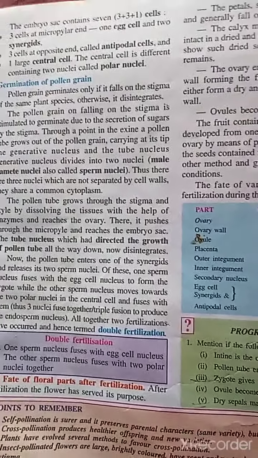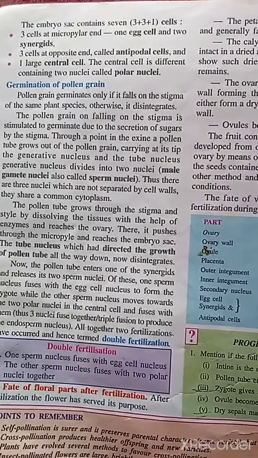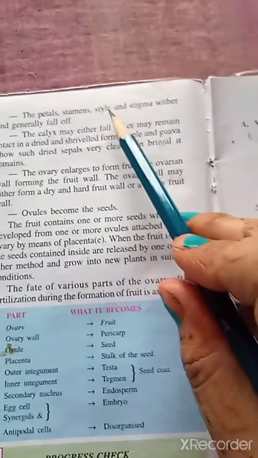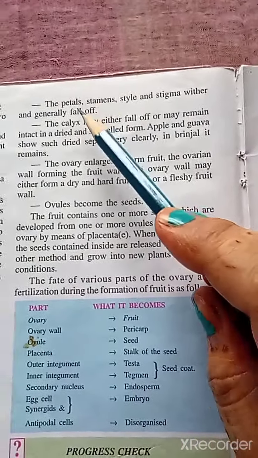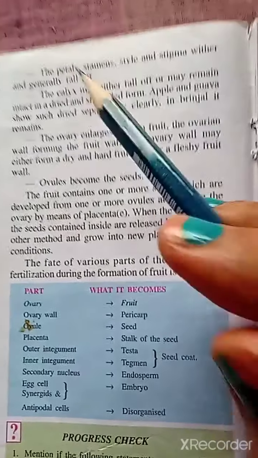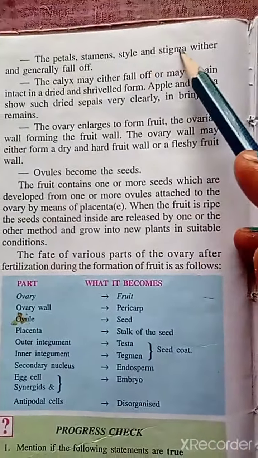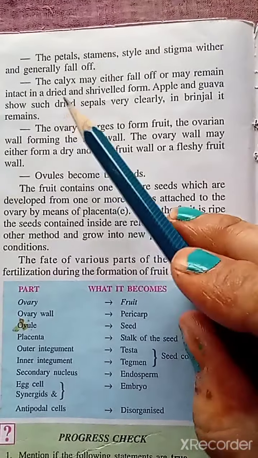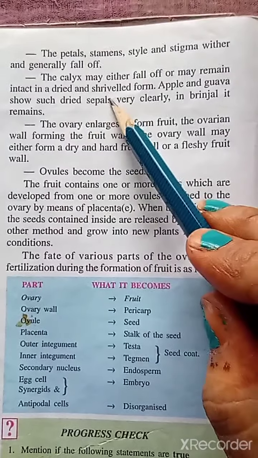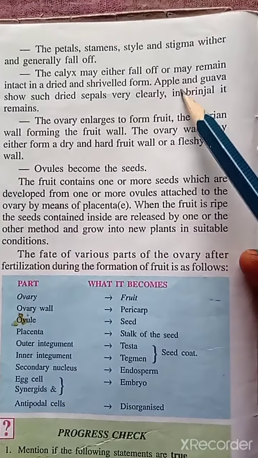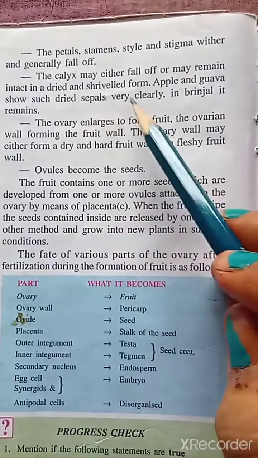So what is the fate of floral parts after fertilization? When fertilization happens, what will happen to the floral parts? The petals, stamens, style and stigma wither and generally fall off. Okay, these all will dry and fall off. The calyx may either fall off or may remain intact in a dried and shriveled form. Apple and guava show such dried sepals.